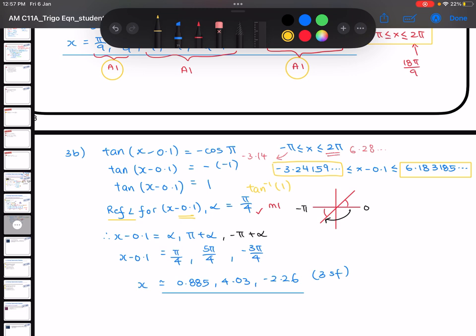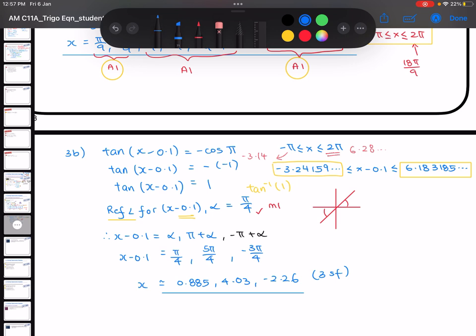So let's continue. My diagram is out. I draw a diagram with you. Diagram more important. Okay, first quadrant and third quadrant because tangent is positive.